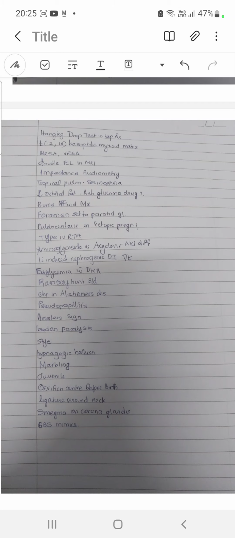GBS mimics. The vaccine is influenza, virus is Zika, and poisoning is arsenic, because there will be polyneuropathy.